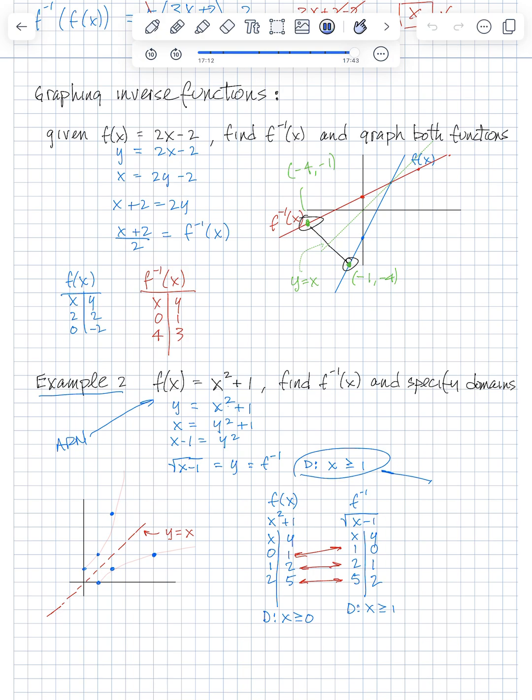Now let's go ahead and graph these, and you can see that they're going to be a mirror image of each other, reflecting about the y equals x line. So let me sketch these in, something like that, and then it's going to go like that. So they're a mirror image reflecting about the y equals x line. Okay, this is it for 1.9 day 1.